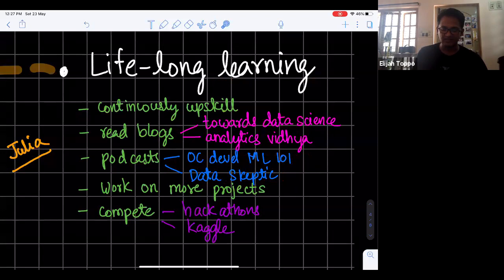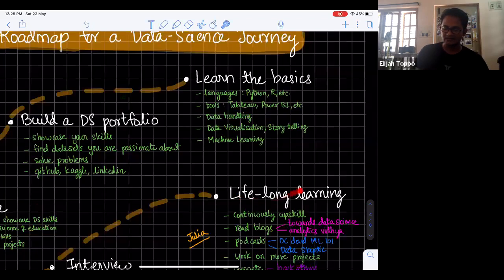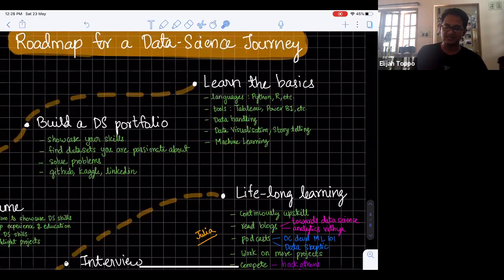Further, for your lifelong learning, you continue to work on more projects. You start competing in hackathons or on Kaggle. And once done, you again go back to the first part. You start learning basics, try to improve skills, add more skills, start building the portfolio. So the data science journey would look something like this.